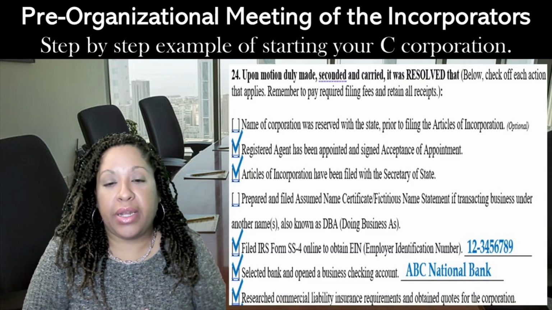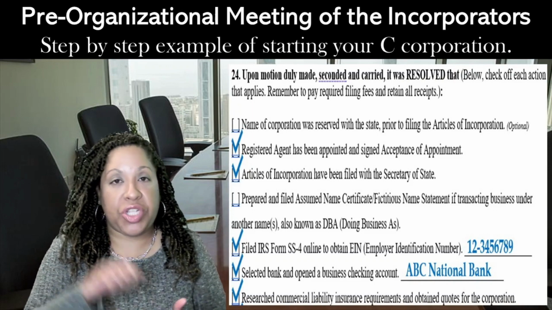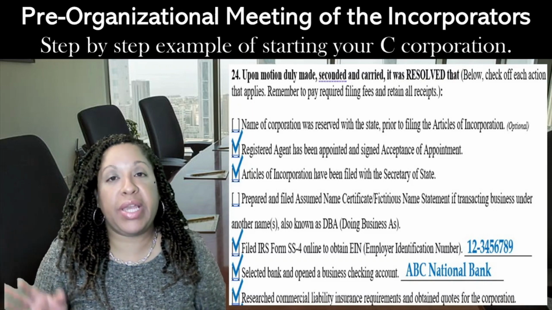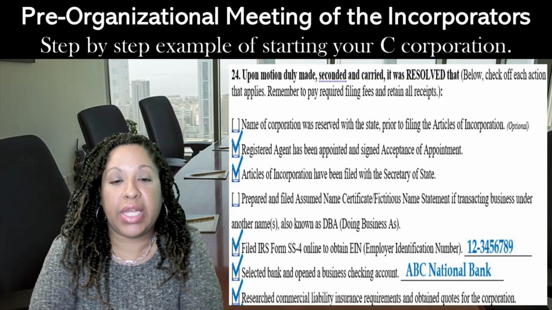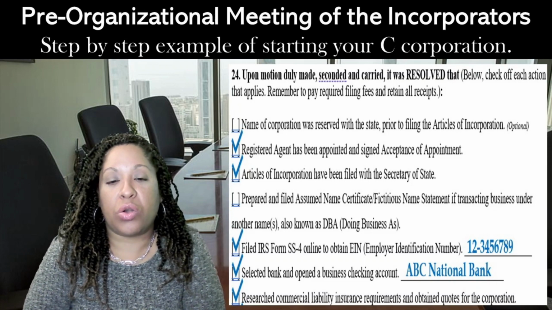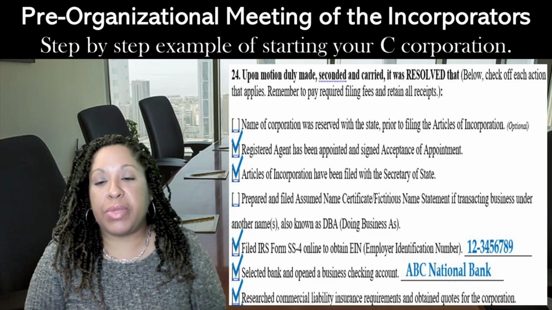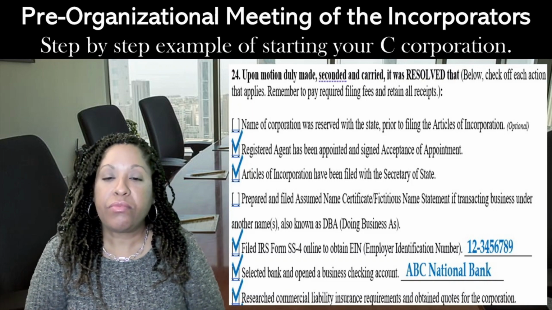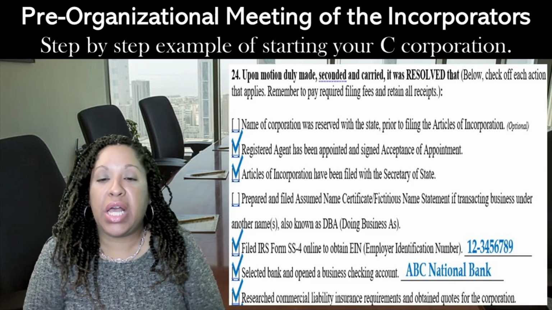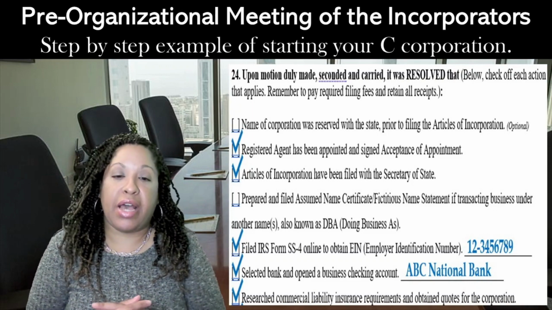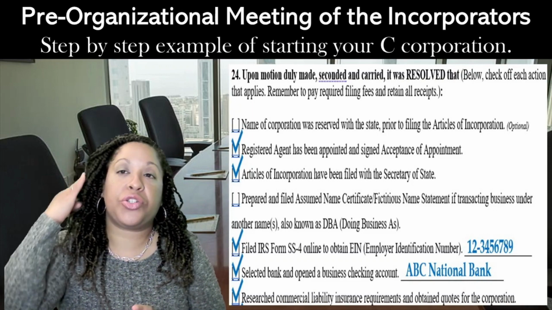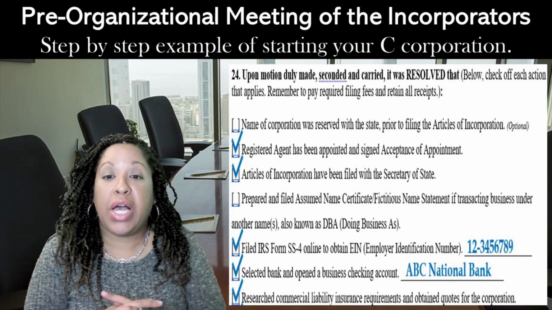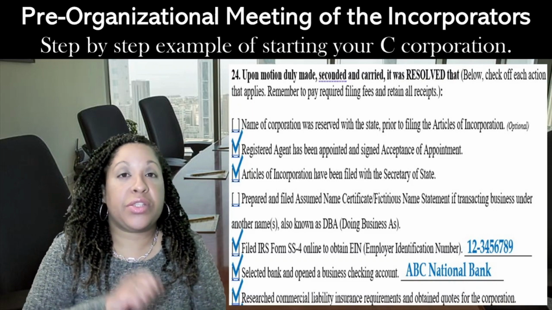Select bank and open a business checking account. So we'll check that off. We'll just say that they went to a bank called ABC National Bank and they've taken care of that already. Research commercial liability insurance requirements and obtain quotes for the corporation. In this situation, with them having a commercial cleaning business, it is in their best interest to have commercial liability insurance for protection because they are in a position where they can be sued. So we'll just say that they did it. So that's checked.